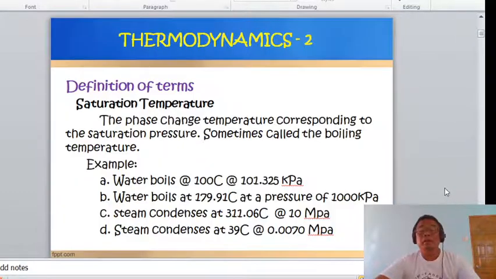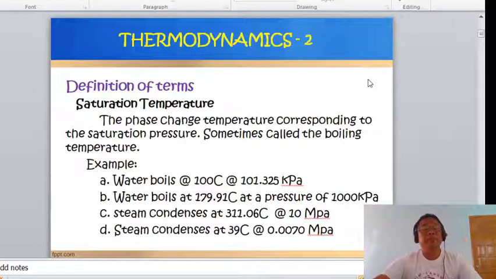So let us first define some terms in this topic. We have here saturation temperature. Saturation temperature is the phase change temperature corresponding to the saturation pressure, sometimes called the boiling temperature. Let us consider an example.